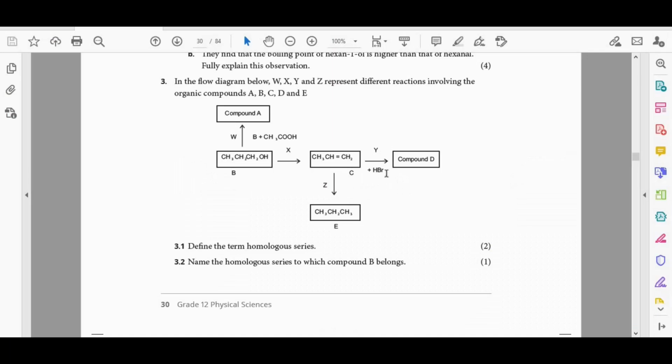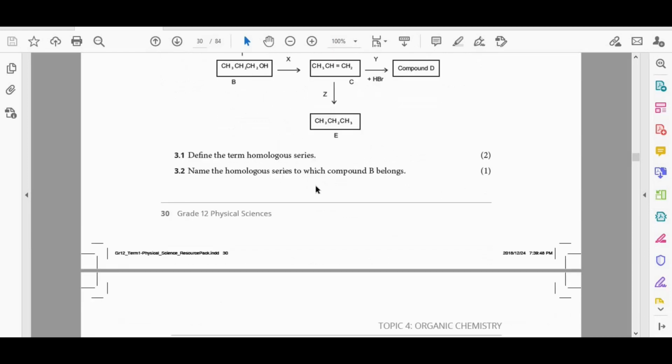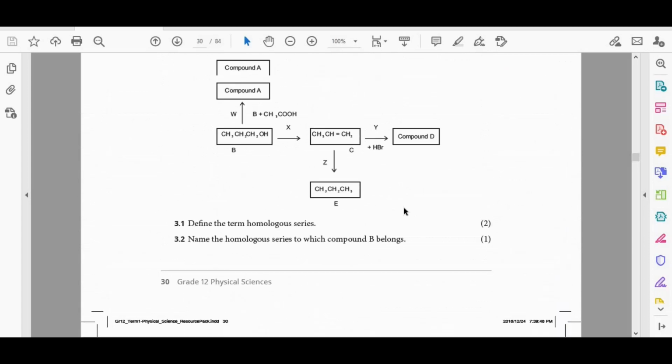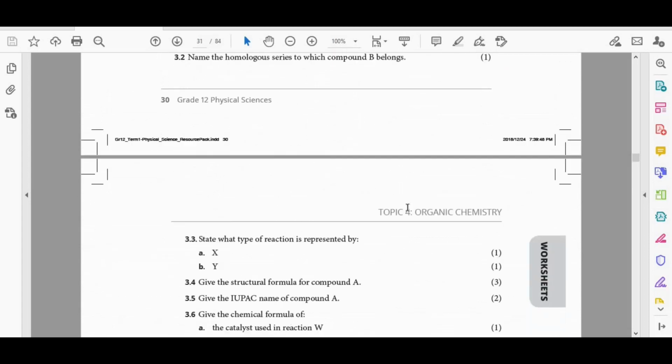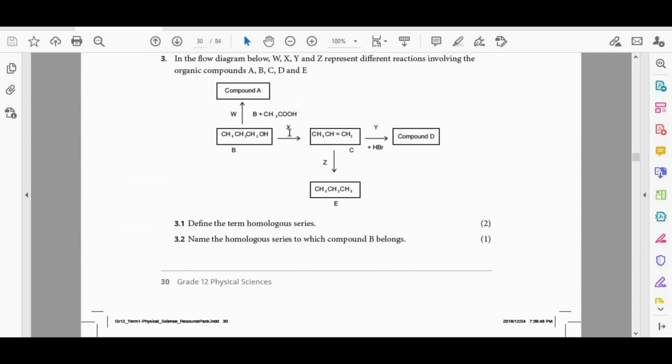And cool, they haven't asked us about reaction Z just yet, or asked us to name any of the compounds, so we're okay for now. Or even W. Okay, 3.4 was: give the structural formula of compound A. Now we know that compound B was an alcohol, and look what we're reacting it with.